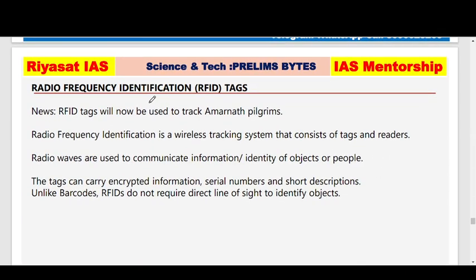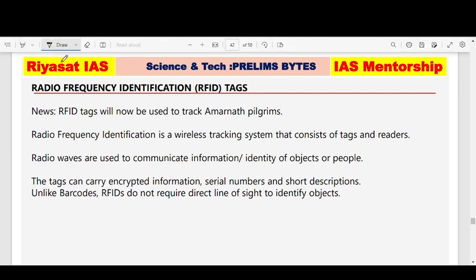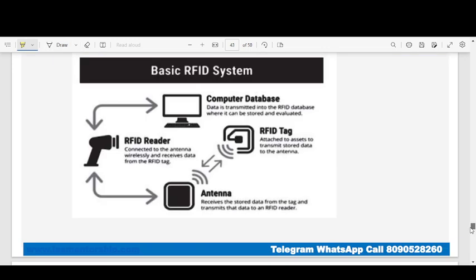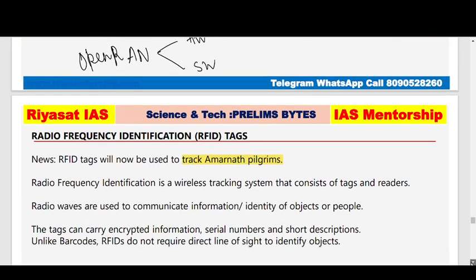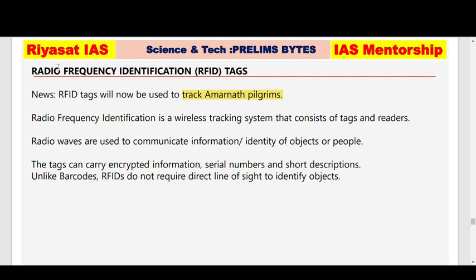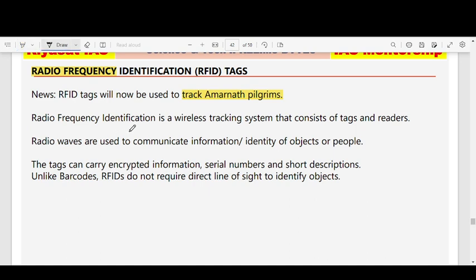Next, what are radio frequency identification tags? It is also very important because they have been used to track the Amarnath pilgrims. Basically, I have given you a picture, the working. An RFID reader is there, which is used to transmit information to the RFID tag, and from there we can have it. You have also seen that now in the ear of cows you can see a yellow colored object stuck. That is your RFID tag. Through radio frequency we are able to track the movement of anything.